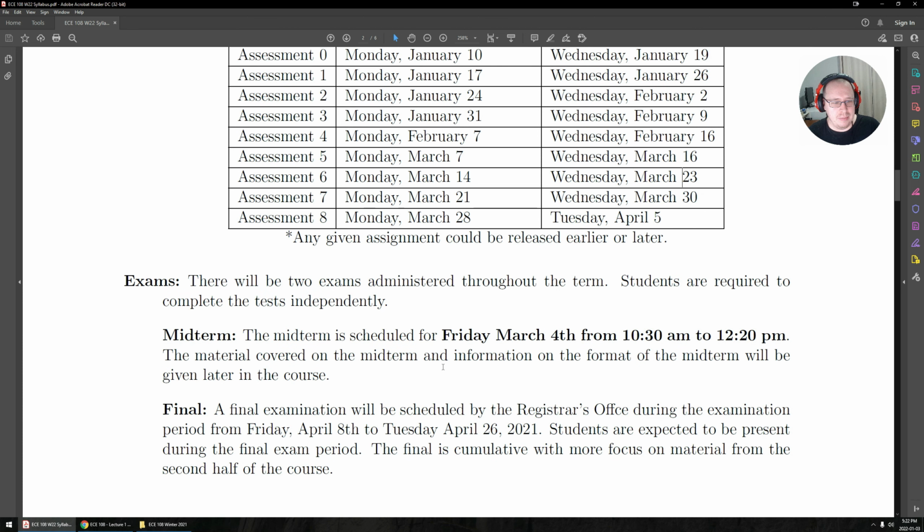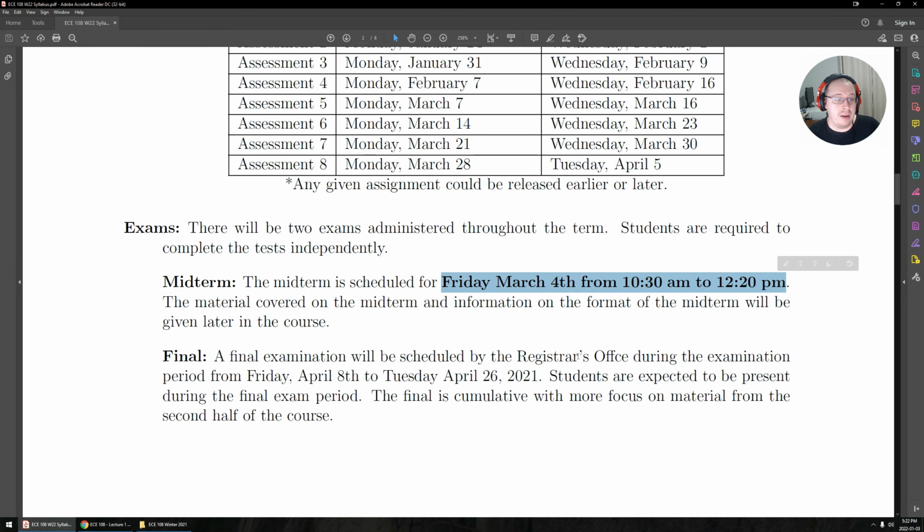Okay, so exams. Midterm is currently scheduled for this date. The material that'll be covered, any information, all of that will be given later in the course. I'll give you a little midterm packet. And again, final will be scheduled by the registrar.